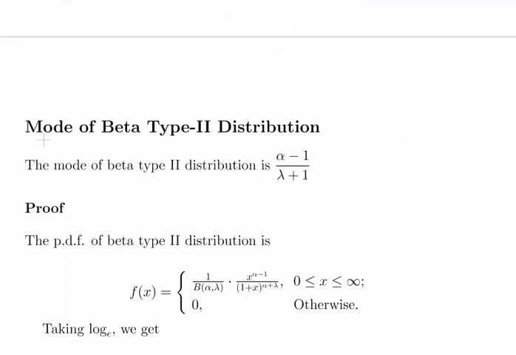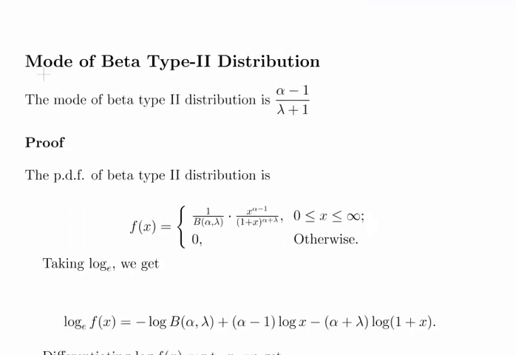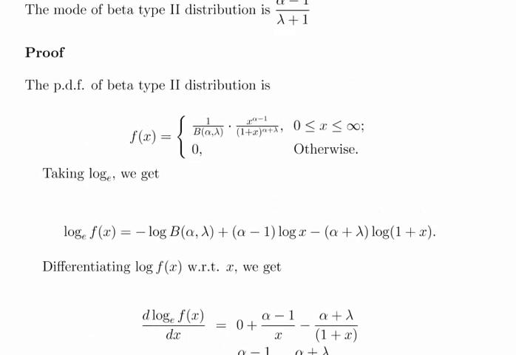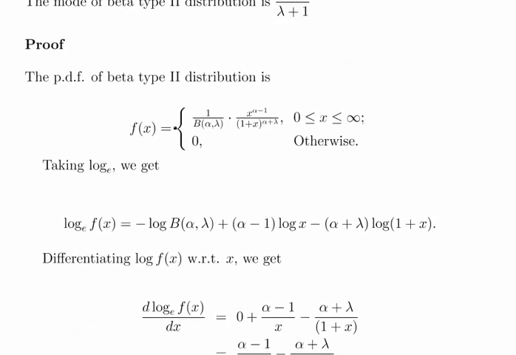Yeah, that's good. The mode of the type 2 distribution, so show that it is alpha minus 1 divided by lambda plus 1. Okay, so this is where we're going to use logarithms. So essentially what we're going to do is take the PDF. We don't have to worry about gamma functions in this case. We take the PDF and differentiate it to find its maximum.